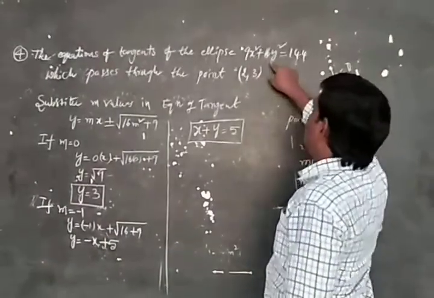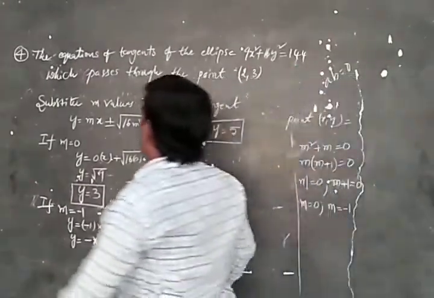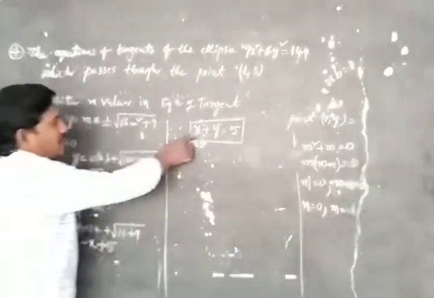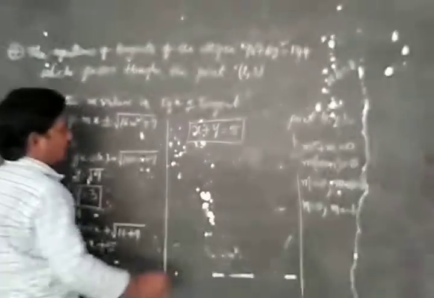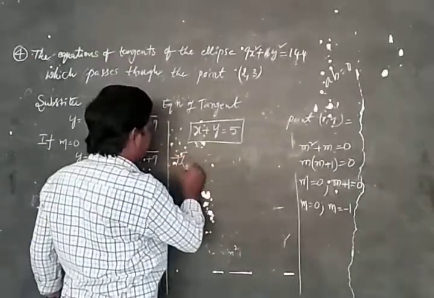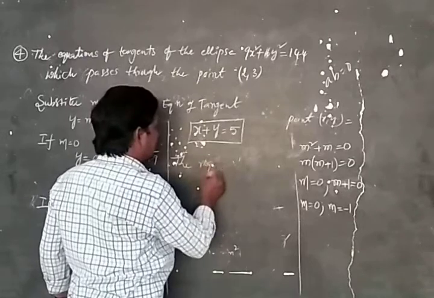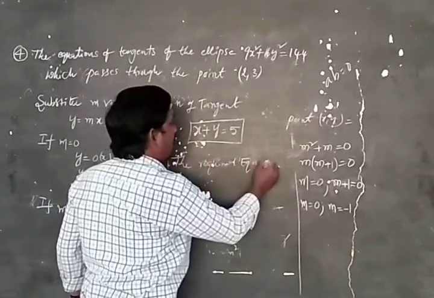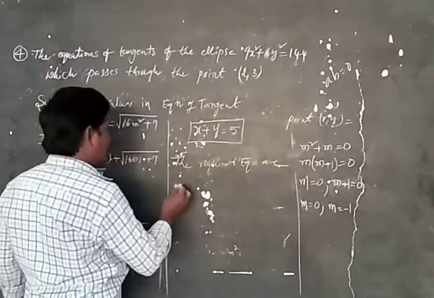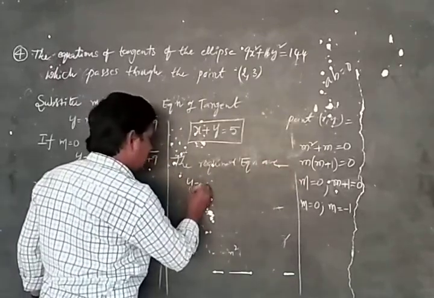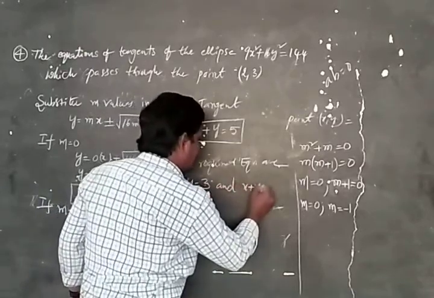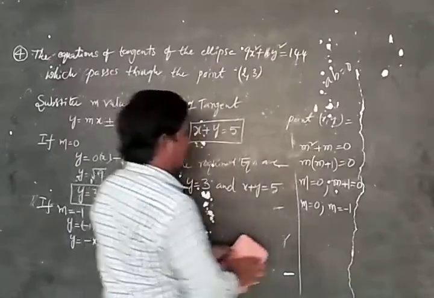The ellipse 9x square plus 16y square equal 144 passes through the point (2, 3). Okay, what equations did we get? y equal to 3 and x plus y equal to 5. So the required equations are y equal to 3 and x plus y equal to 5. That's all.